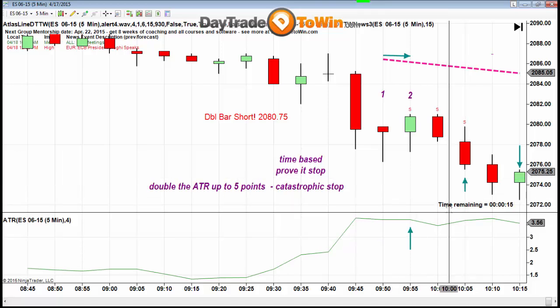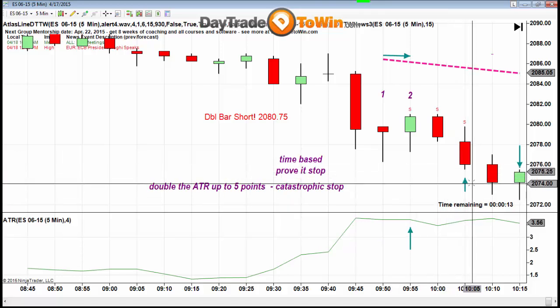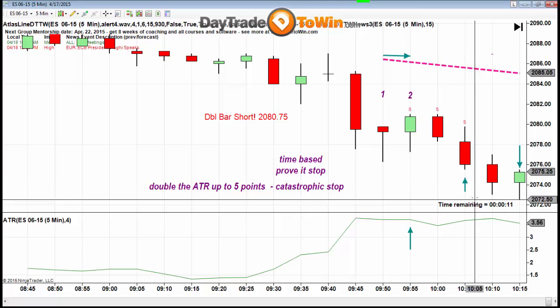Same thing with the strength trade. It's an exact target for the strength trade of 1 point, or a time-based stop and a pivotal stop. So the stops for the setups are different, but you just don't have one stop. You have a culmination of stops, whichever happens first.